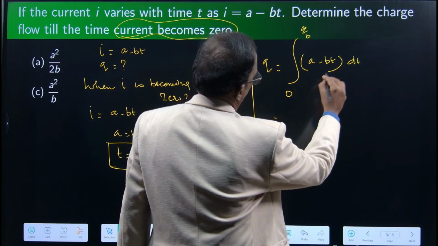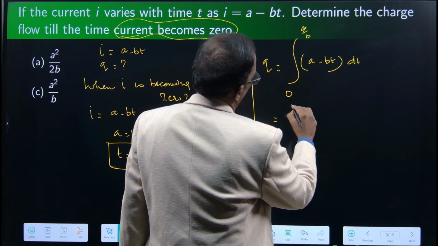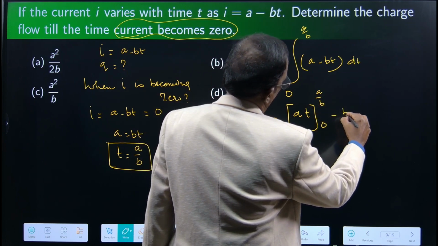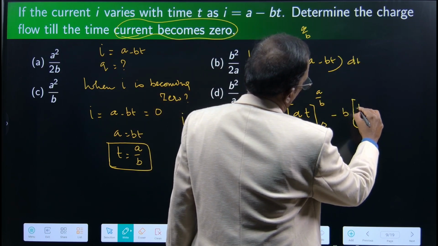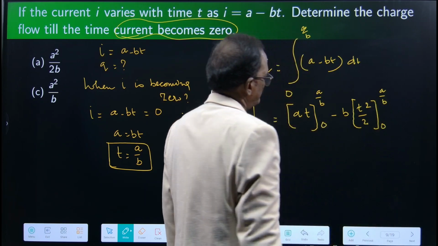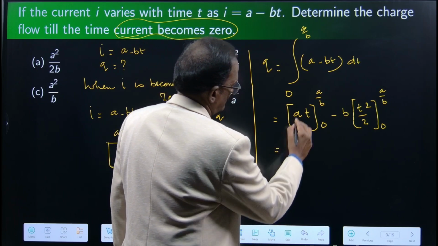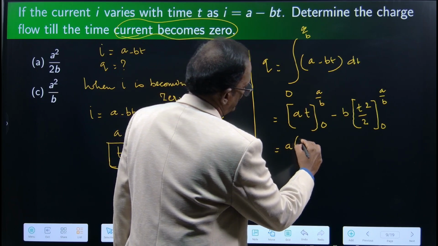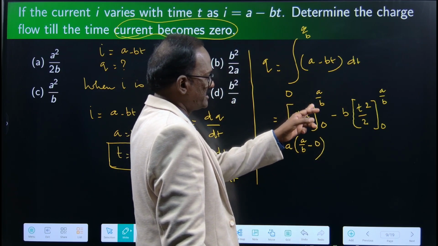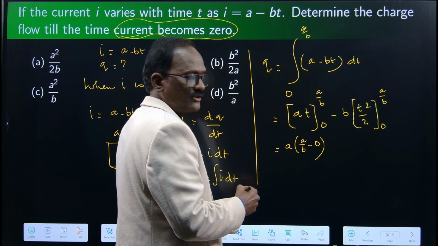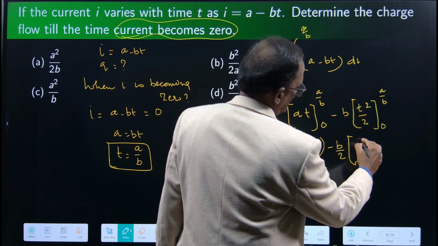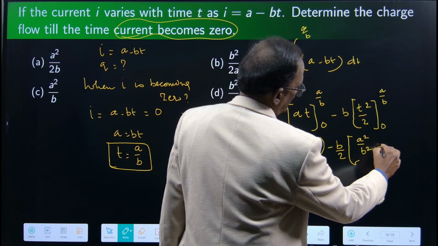Let us integrate it. This will be At, from 0 to A by B, minus B, which is constant, times t square by 2, from 0 to A by B. Putting the upper limit A by B and the lower limit 0 instead of t. A is constant, I am taking it outside. Minus B by 2, in fact, times A square by B square minus 0.